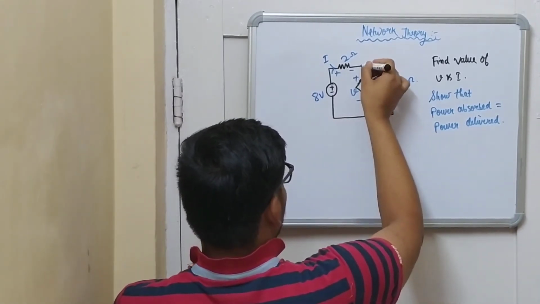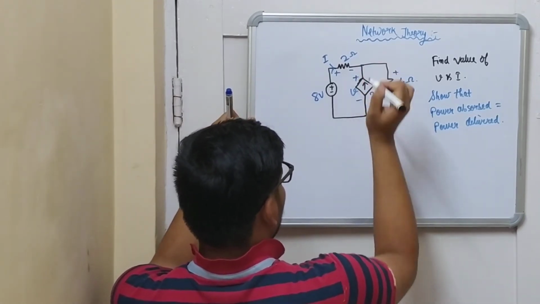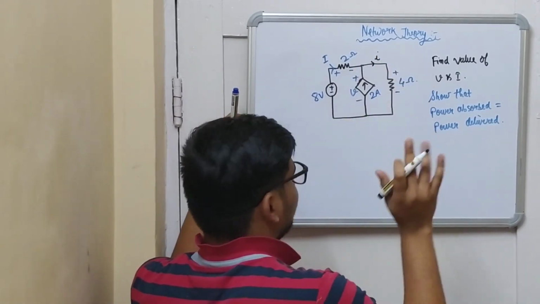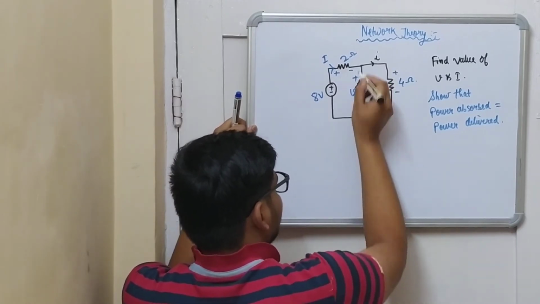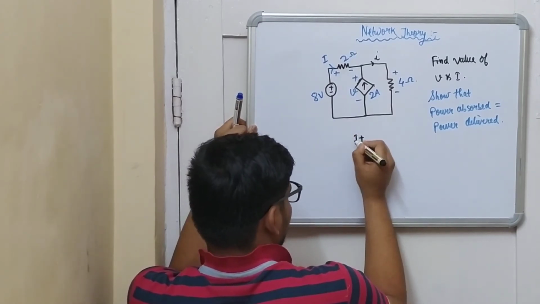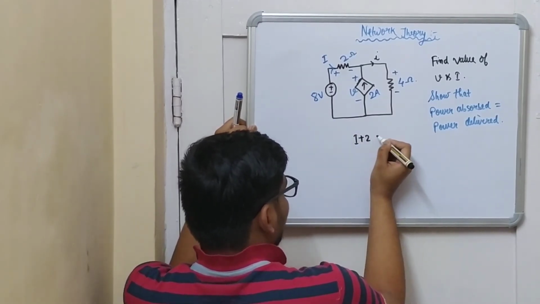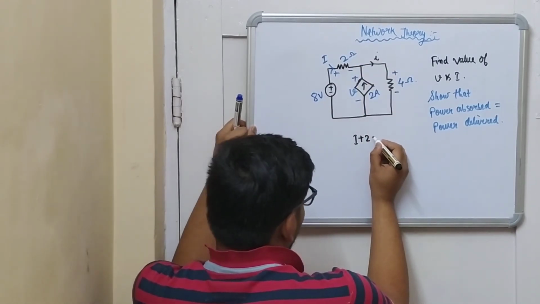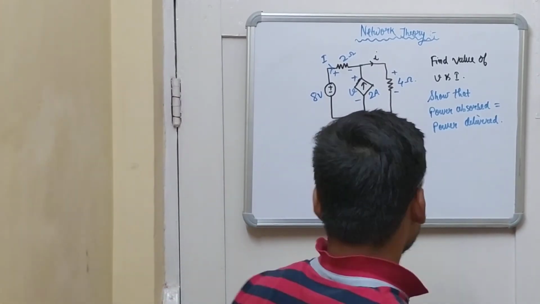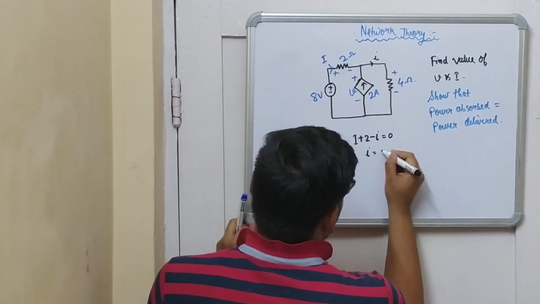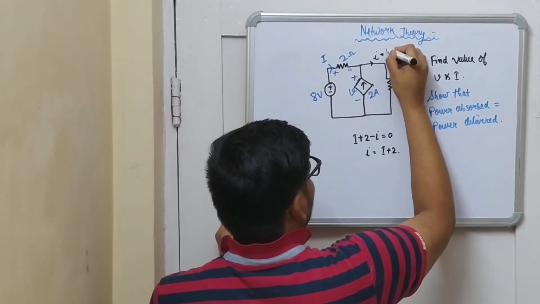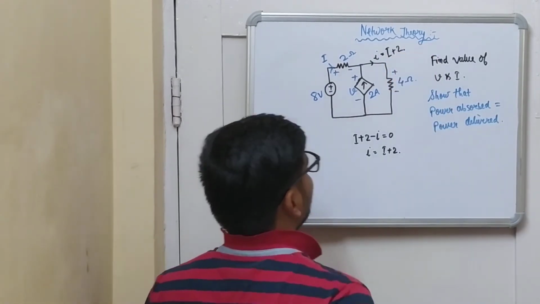Now I am applying KCL in this node. Say current small i is flowing in this branch. Current entering I assume positive, so it is positive I plus 2 ampere, current leaving the node I take negative, minus i, equal to 0. The summation is 0 because current entering is equal to current leaving. So small i is capital I plus 2.